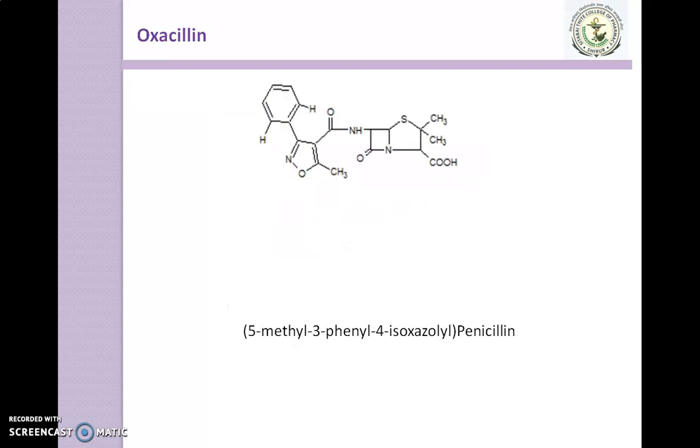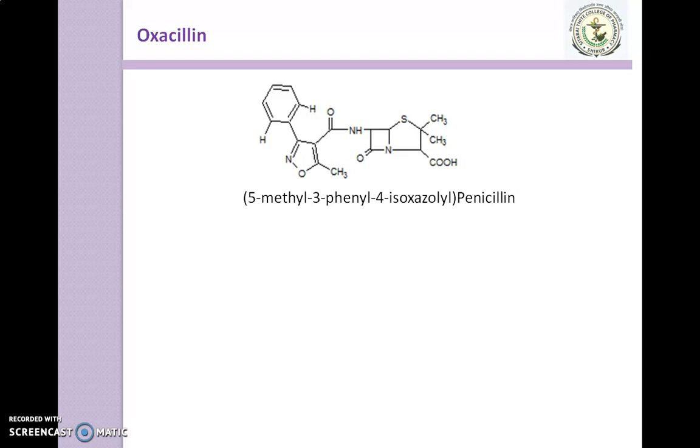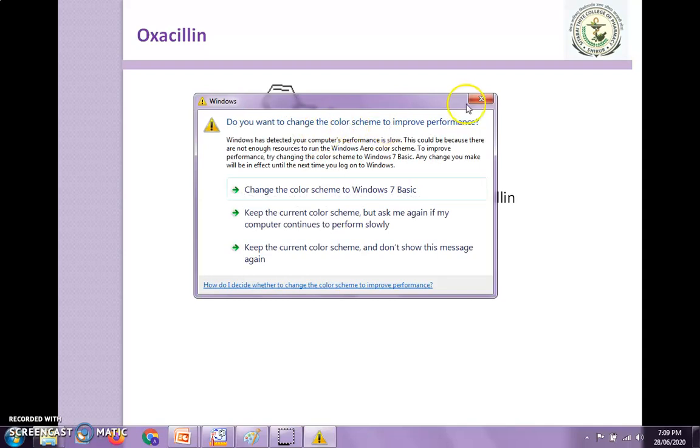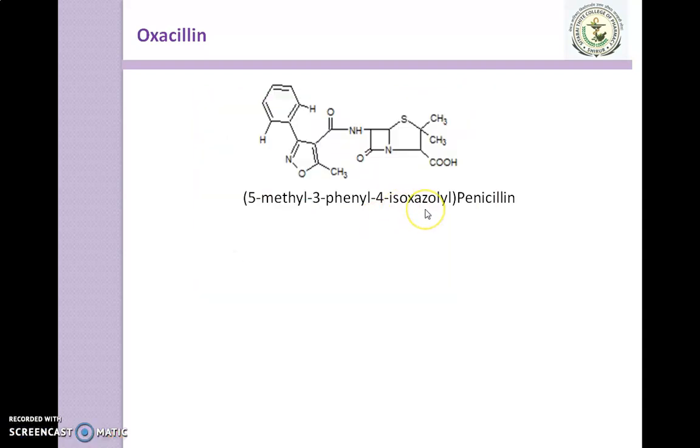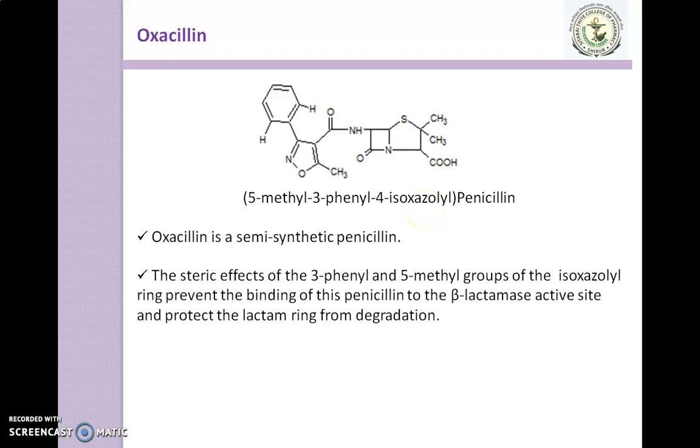About oxacillin, this is the structure of oxacillin with its IUPAC nomenclature, simply 5-methyl. Here we consider this isoxazole: 1, 2, 3, 4, 5. So 5-methyl, 3-phenyl, and at the fourth position there is an attachment to the penicillin, so 4-isoxazolyl penicillin. Oxacillin is a semi-synthetic penicillin.